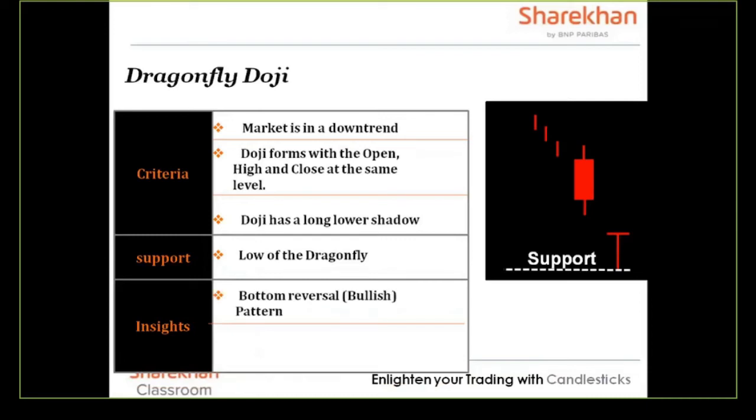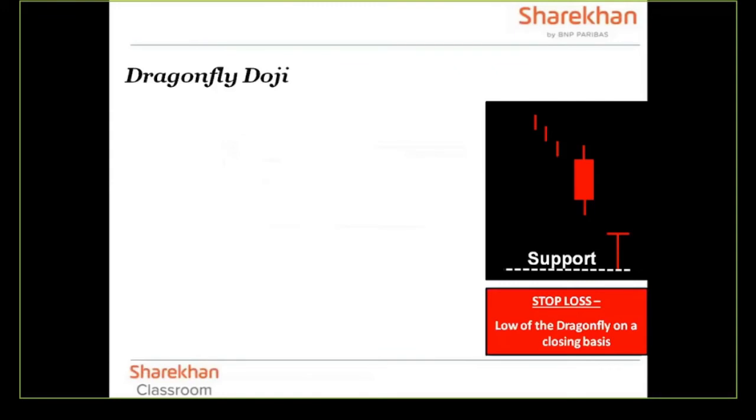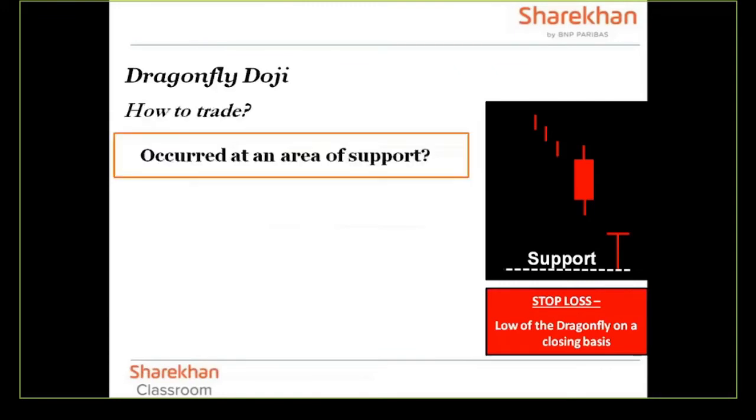Otherwise, all the characteristics which we saw for the hammer hold true: the prior trend should be a downtrend, the lower shadow should be really long, and there should not be any upper shadow. But the most important thing is that there should not be any real body, or only a very negligible real body, and that's what we call a dragonfly doji. Treat it the same way.